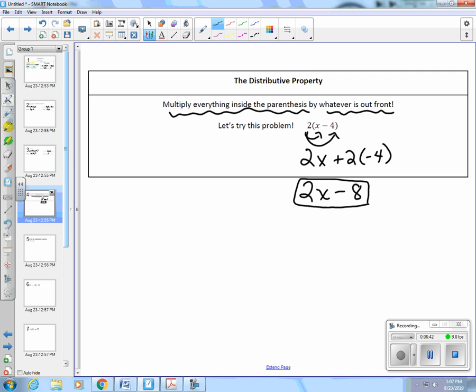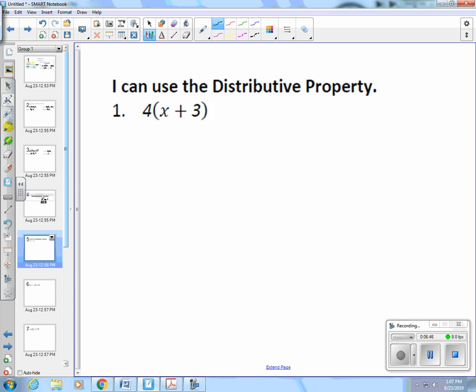So in a nutshell, that's what we're going to be doing here. So let's take a look at this problem. I want you to think about what you are going to do. You're going to multiply that 4 by the x and the 4 times the 3. So I can write that out as 4x plus 4 times 3 if I were writing it out longhand. Hopefully you're starting to do some of this in your head and you're saying, well, that's 4x plus 12.